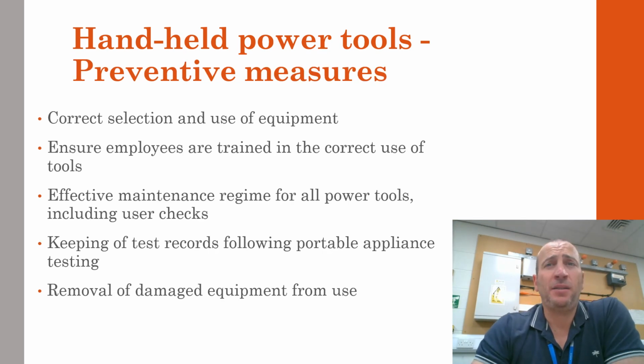To reduce the chances of an injury on site, you should practice the correct selection and use of equipment. Ensure that employees are trained in the correct use of tools. You should maintain all power tools properly and PAT test regularly, keeping the test records for reference. And always remove damaged equipment and prevent them from coming back into use without being properly repaired.